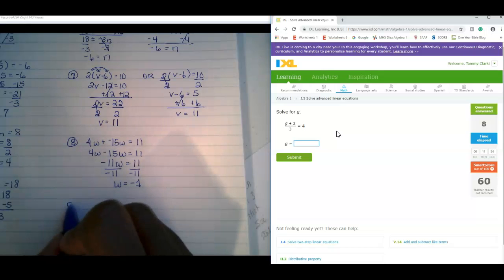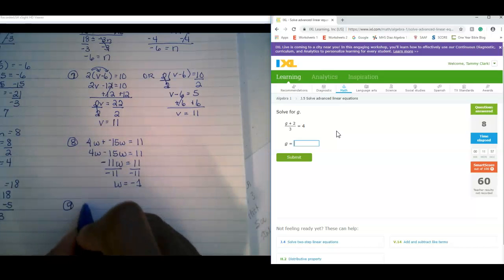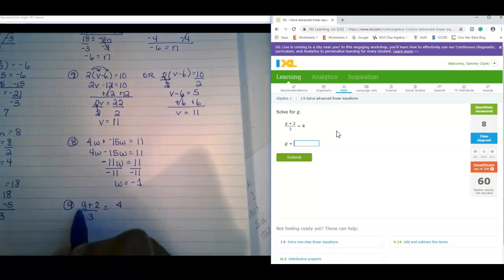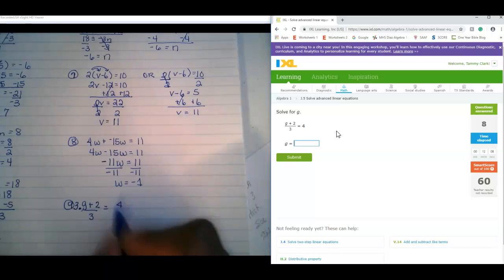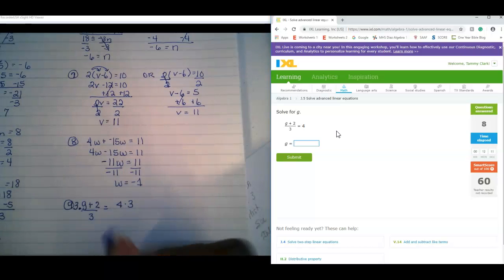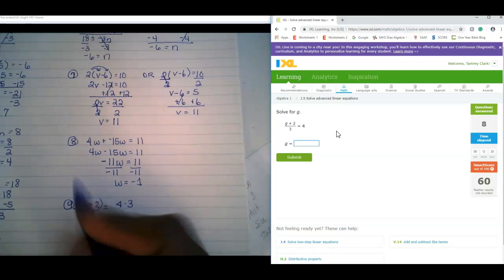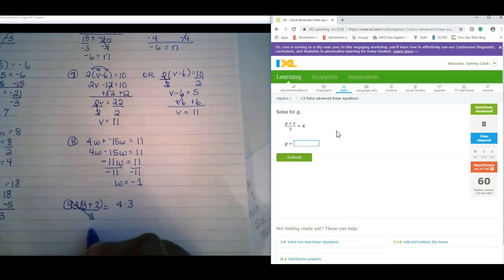Number 9, we've got g plus 2 divided by 3 equals 4. Now remember, this goes all the way across, so I'm going to multiply by 3 on both sides of the equation. And if it helps you, you can put parentheses around that part that doesn't need the multiplication. So 3 divided by 3 is 1. And that leaves us with g plus 2 is equal to 12. We're going to subtract 2 from both sides of the equation. Therefore, g would have to be 10.